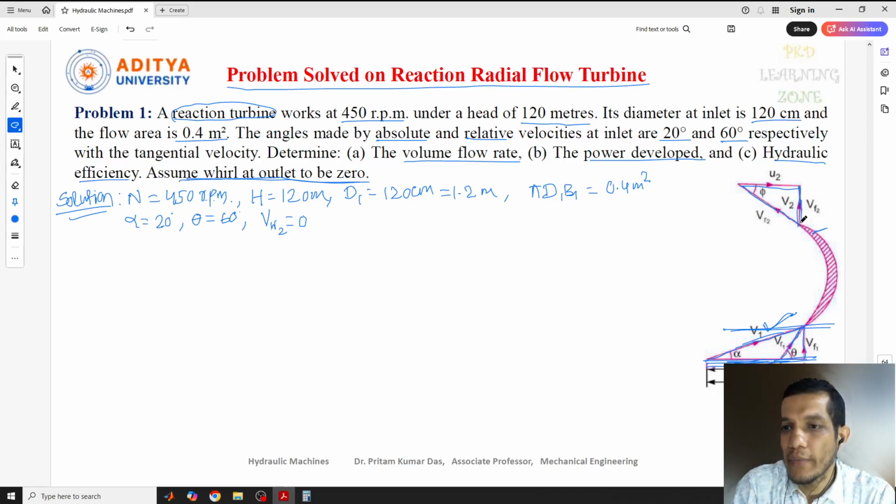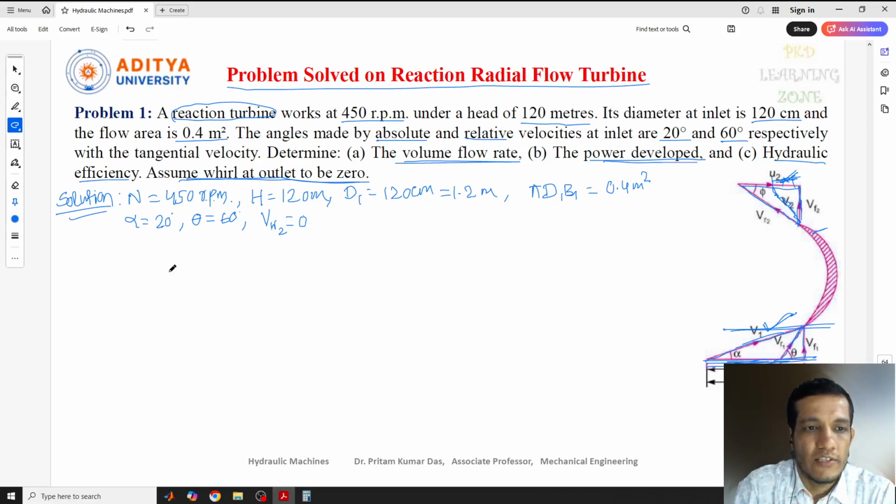Previously, what used to happen, this used to be there and this is the value of VW2. Now this VW2 is not there because it is given that the outlet whirl velocity is 0. That means VW2 is 0. That's why we have not drawn anything; directly you can make a right angle triangle here. For that we need to find the volume flow rate, power developed and hydraulic efficiency. So we will do it one by one.